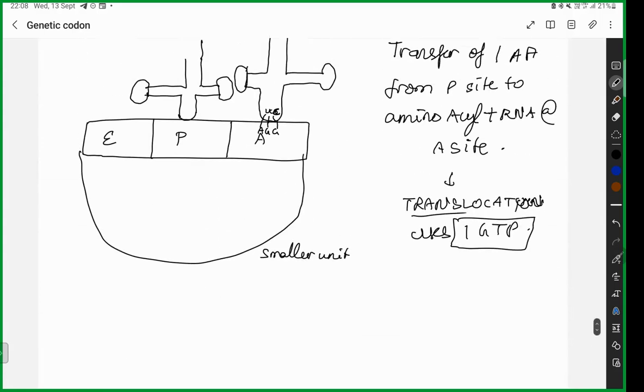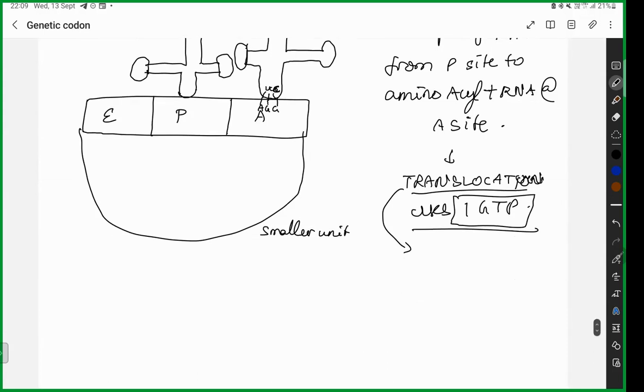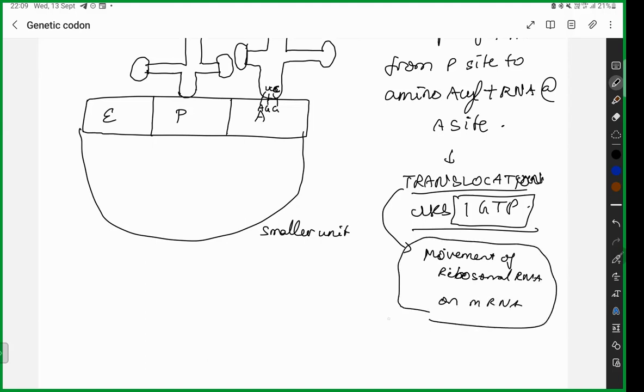In translocation, do you know how it happens? Translocation is not exactly just amino acid transfer; there is one more thing, which is movement. Along with this, there is going to be movement of the ribosome on the mRNA. For this process to occur, you need elongation factor G. This is in relation to prokaryotes. Up to this, is it clear? So what is translocation?